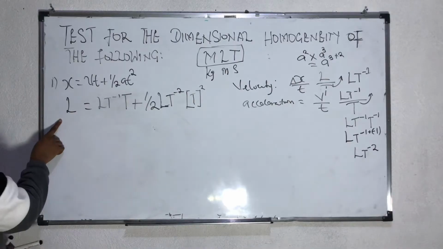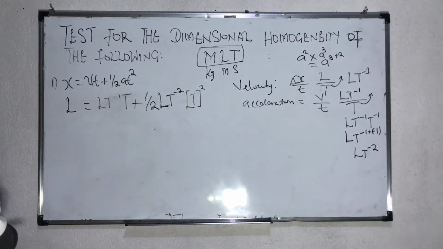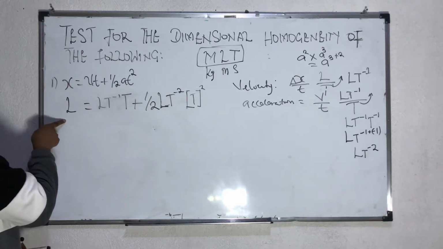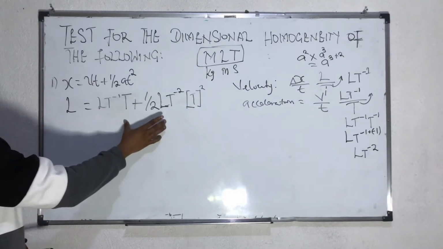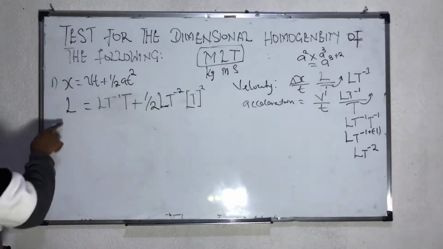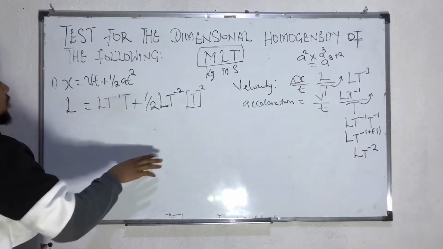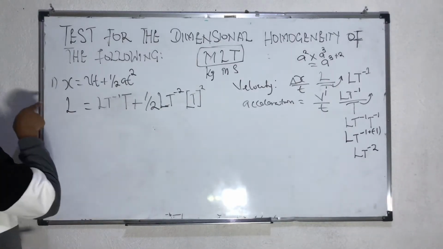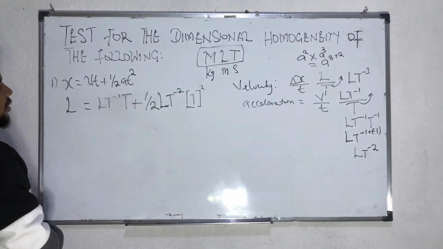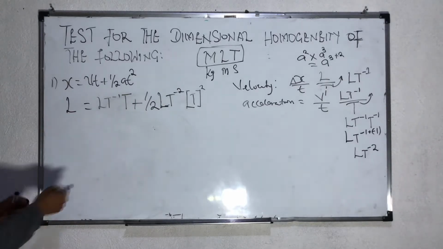Now, since we have an L on the left, according to the principle of dimensional homogeneity, if you have an L on the left, you must end with an L on the right. That is the principle. If we have an L on the left and end with LT on the right, then we're wrong. Okay? You must end with an L on the left and L on the right for that principle to hold true. Now let's simplify.